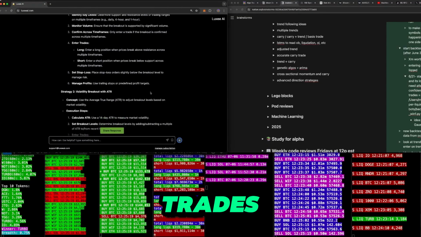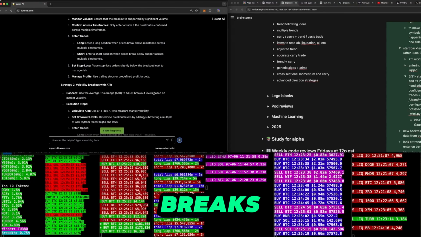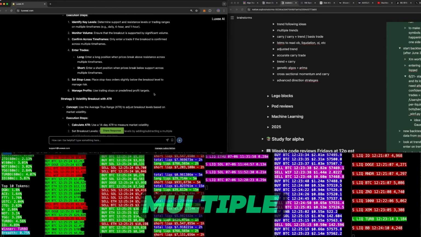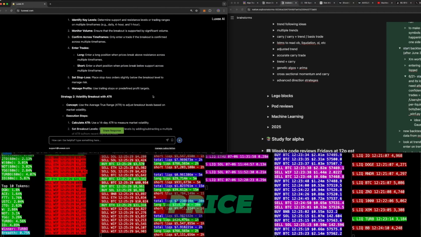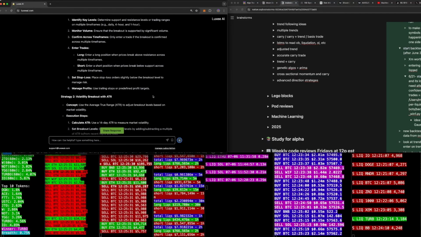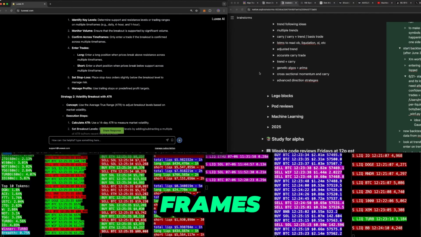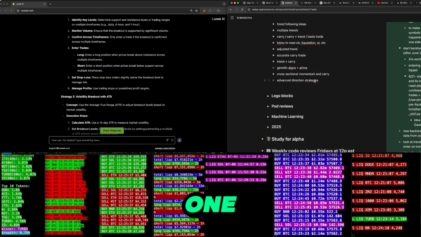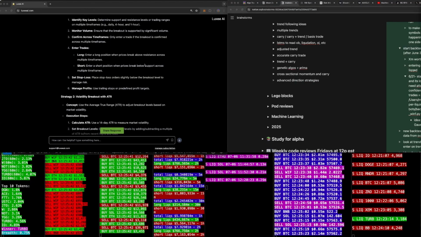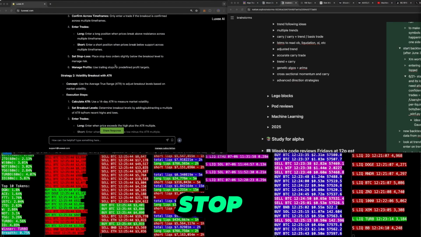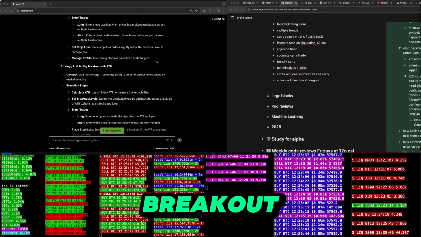To enter trades, enter a long position when the price breaks above resistance across multiple time frames. Short: enter a short position when the price breaks below support across multiple time frames. That's interesting, actually, to look at multiple time frames when looking at breakouts instead of just one. I think a lot of people just start with one, including myself. Set stop loss. Place stop loss orders slightly below the breakout level.